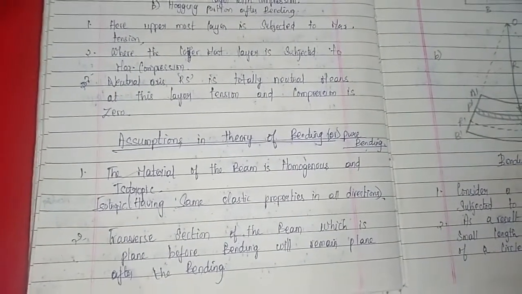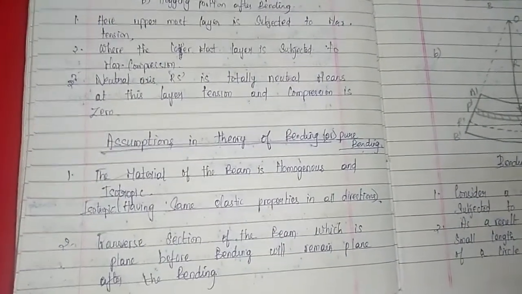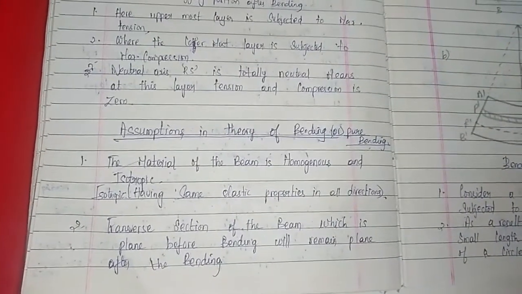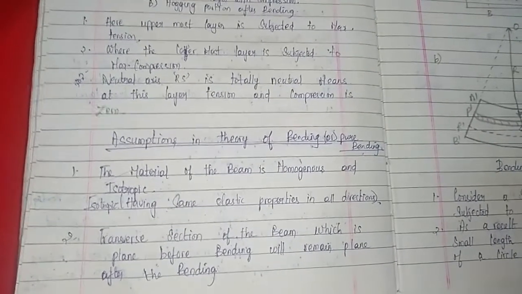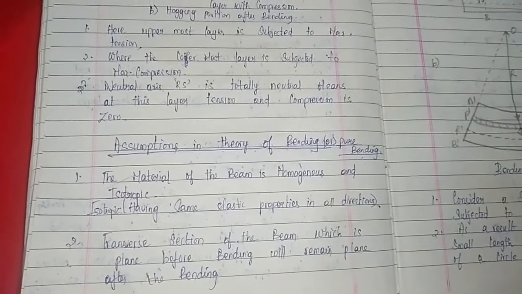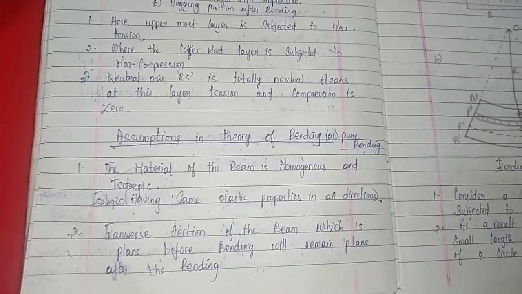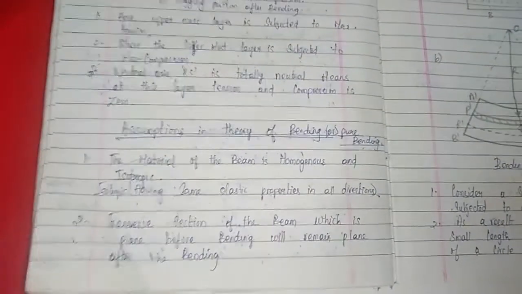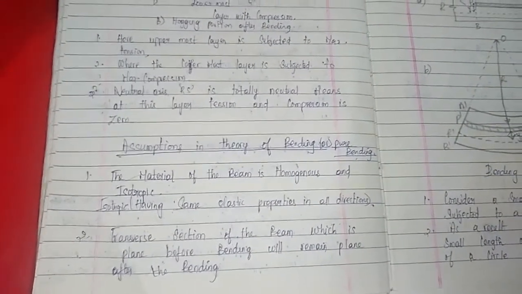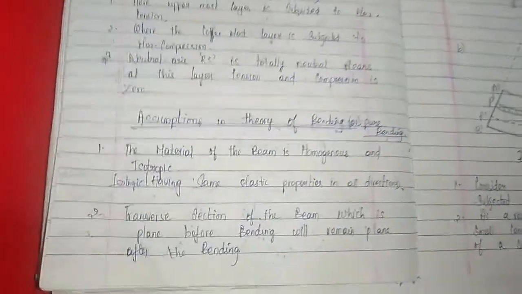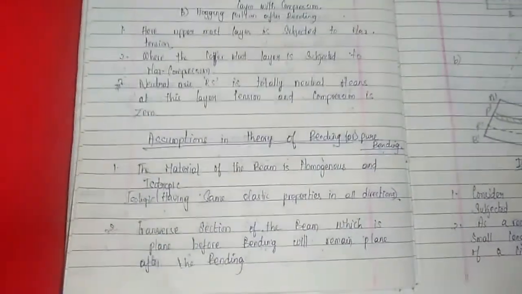Due to the deformation, the internal resistance of that particular beam will resist the deformation. In bending, that is called bending stress. Pure bending is nothing but bending where there is zero shear, where there is no load. That type of bending is called pure bending. We are going to see some assumptions in this pure bending and theory of bending. The first assumption is that the material of the beam is homogeneous and isotropic. What is homogeneous?